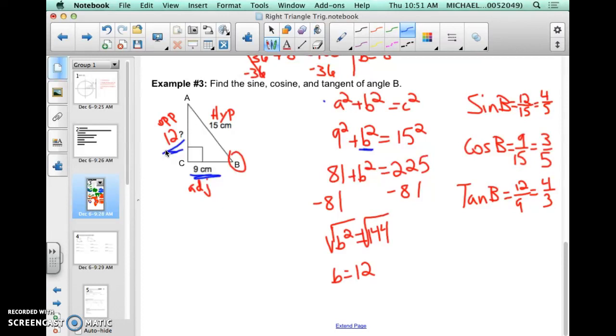Sine of B is 4/5, cosine of B is 3/5, and tangent of B is 4/3.